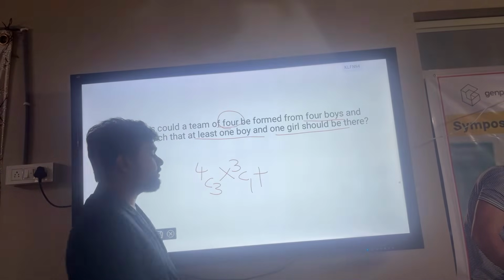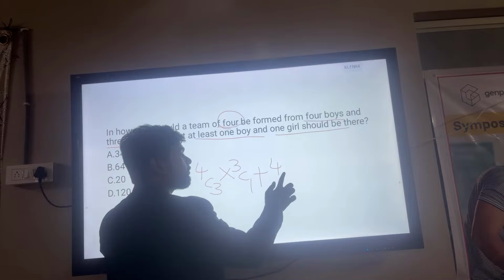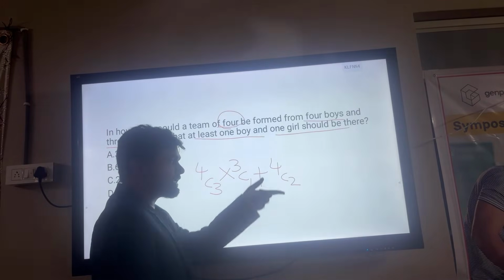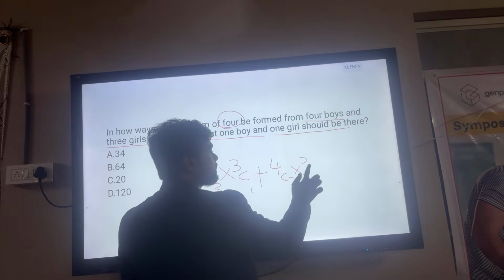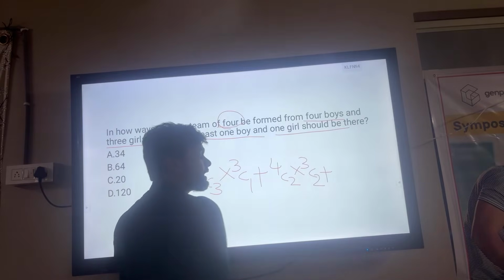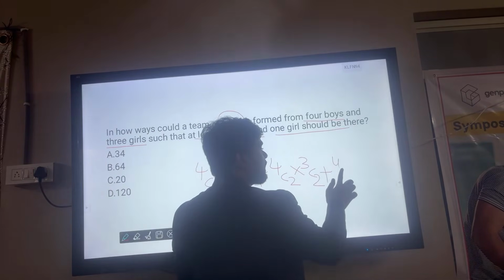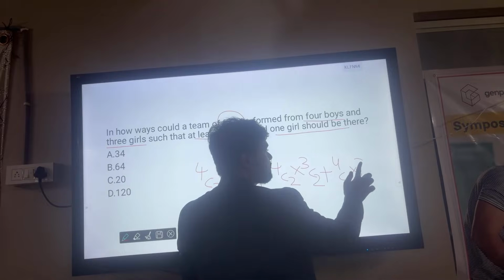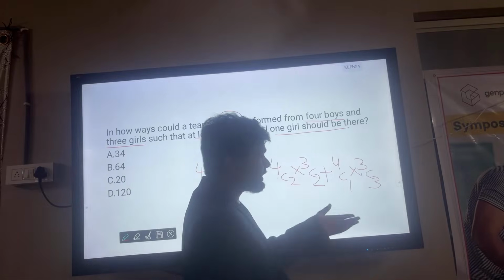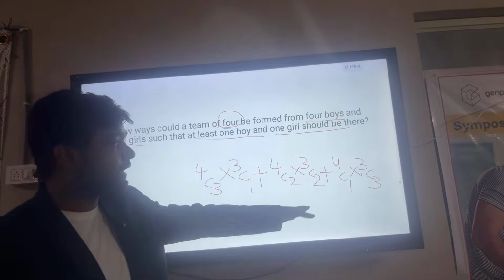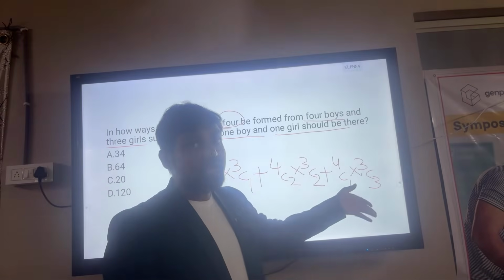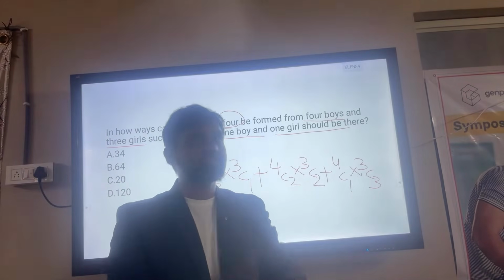In the next case, what will happen? 4C2. Now in this condition, 2 boys and 2 girls. In the next condition, what will happen? Only 1 boy and 3 girls. In the next case, nothing would be there. You should not write 3C3 and 4C0, because 1 boy should be there, 1 girl also should be there.